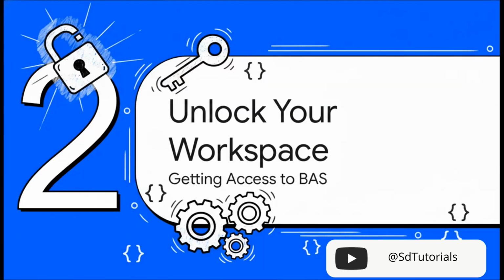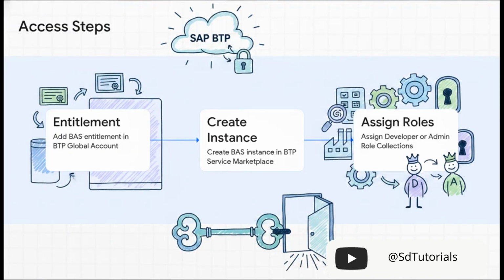All right, Section 2. Let's talk about unlocking your workspace and actually getting access to BAS. Getting in is managed entirely through the SAP BTP cockpit. And it's basically 3 really straightforward steps. First, you just add the BAS entitlement to your subaccount. Second, create an instance in the service marketplace. And finally, and pay attention here because this is where folks always seem to get stuck, you've got to assign the correct role collections to your user. Specifically, you need the developer or admin role. Once you nail that, the door is officially unlocked.